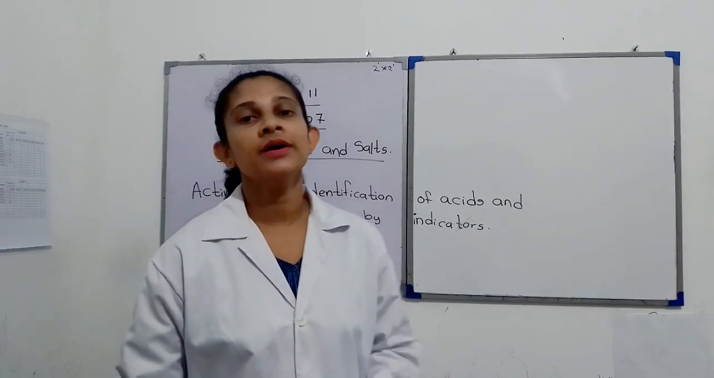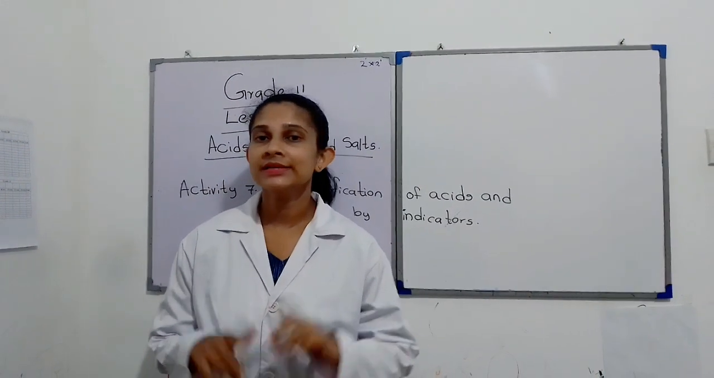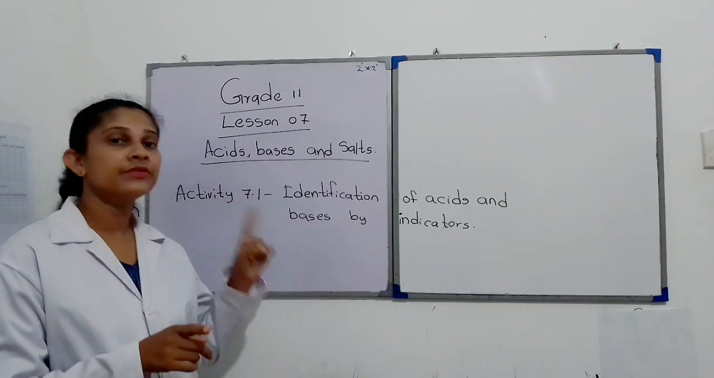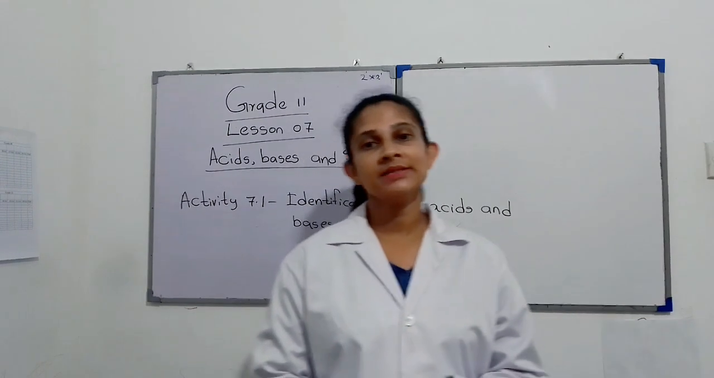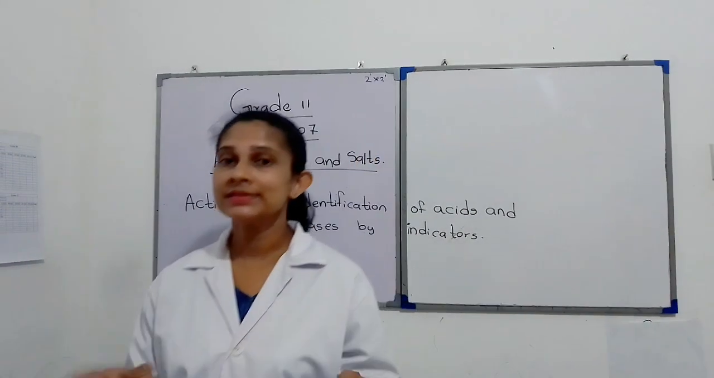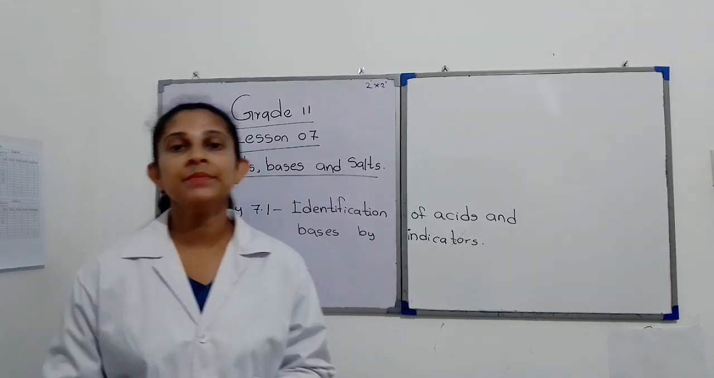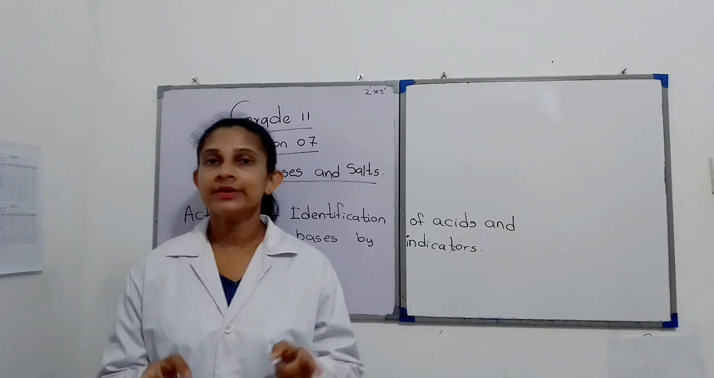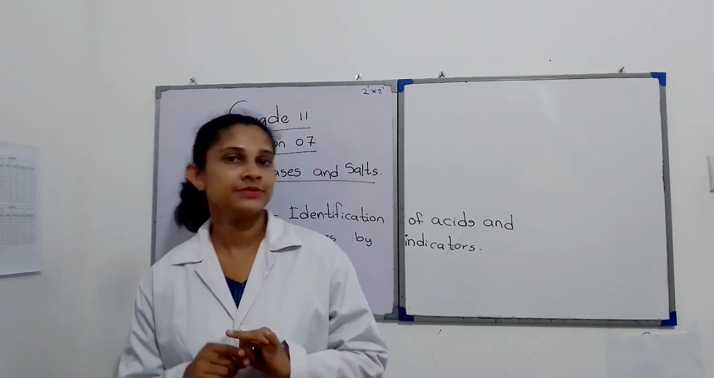Today I am going to perform the second part of the previous practical. This session is related to activity 7.1 in the grade 11 syllabus, identification of acids and bases by indicators. In this session I am going to test blue and red litmus papers, pH papers and phenolphthalein indicator with soap solution, Jeevani solution and lime juice.